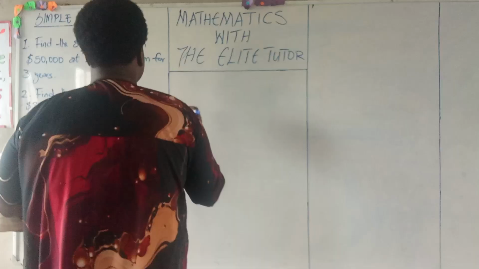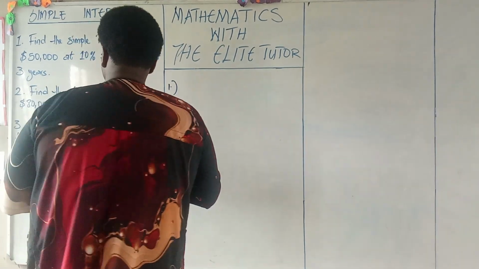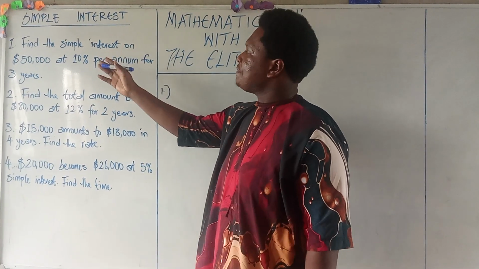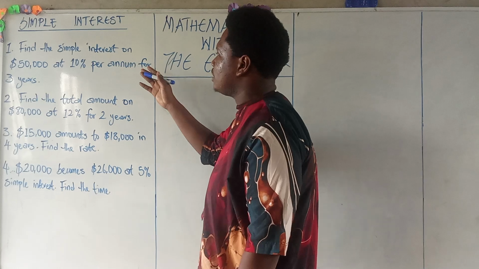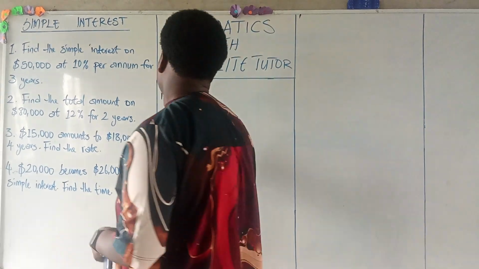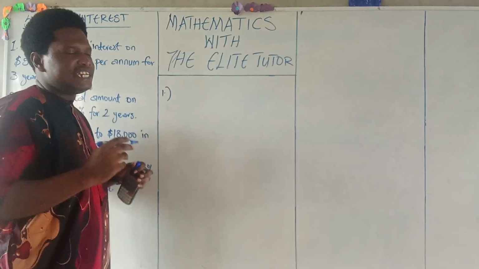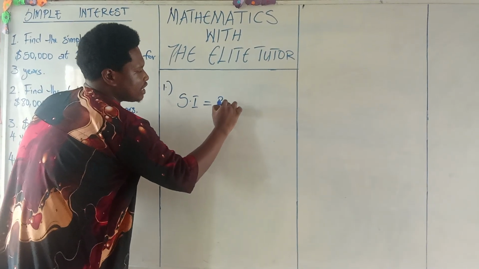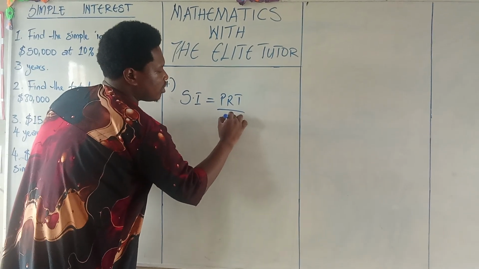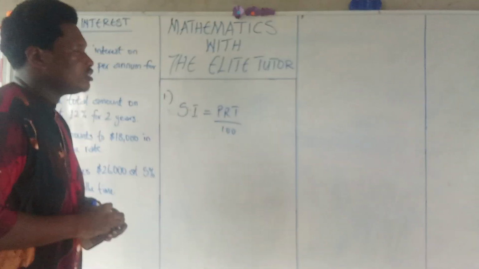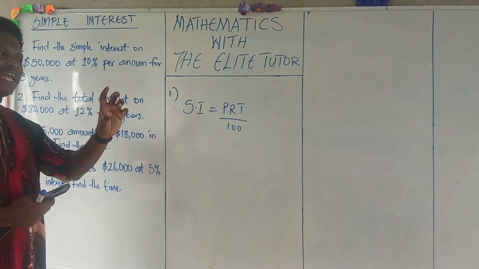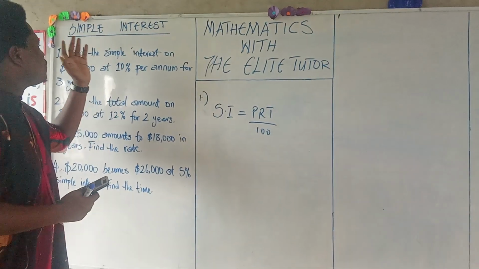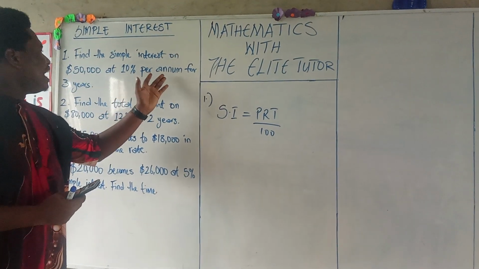So the very first question, question 1. Question 1 says, find the simple interest on $50,000 at 10% per annum for 3 years. Now the first thing I would like to say is the formula for simple interest: simple interest is equal to PRT over 100. Now in this particular question, it says find the simple interest, so we are looking for that extra money that is being added.